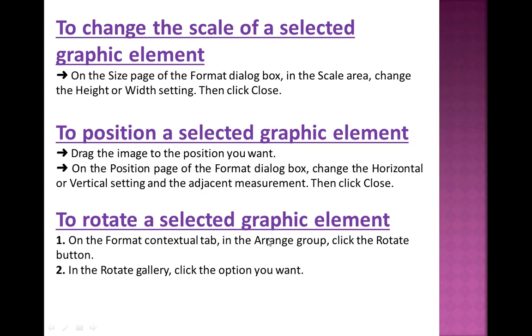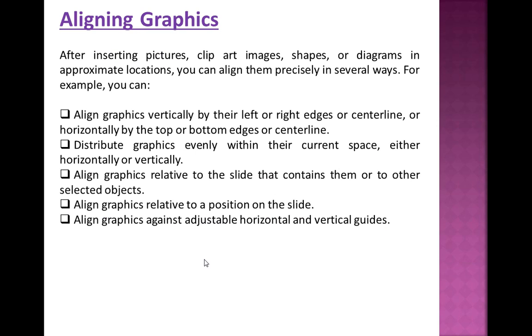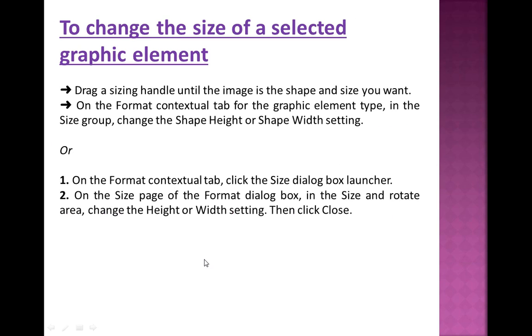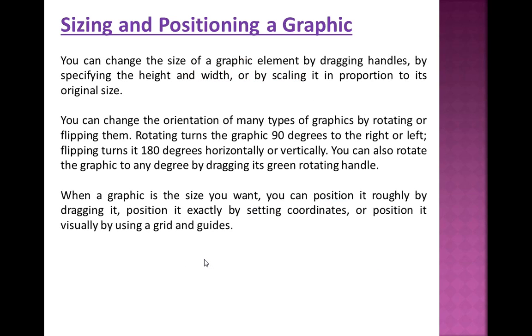Then the next topic is how to position a selected graphic element. The first one says drag the image to the position that you want. On the Position page, change the horizontal and vertical settings and then click the Close button. Next one says how to rotate. On the Format contextual tab in the Arrange group, click the Rotate button. In the Rotate gallery, click the option that you want. Let's see in a practical way how to change the size and position of a graphic.